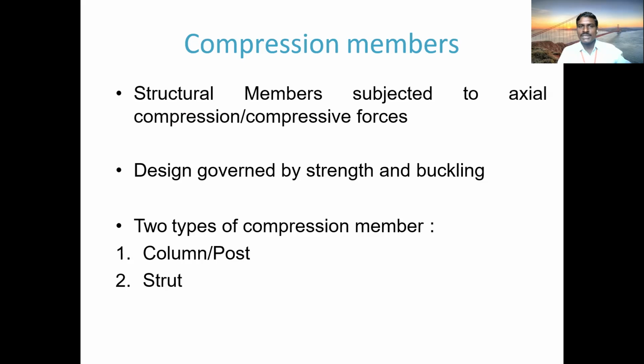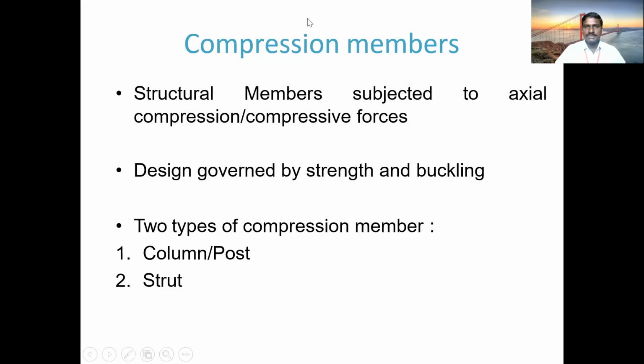The member on which load is coming, we call that member a structural member. So the compression members are structural members subjected to axial compression, similar to axial tension. If axial tension is coming, we call it a tension member. If axial compressive load or compression is there, we can call it a compression member. Are you getting? Okay. So the design of this particular compression member is governed by the strength and buckling.